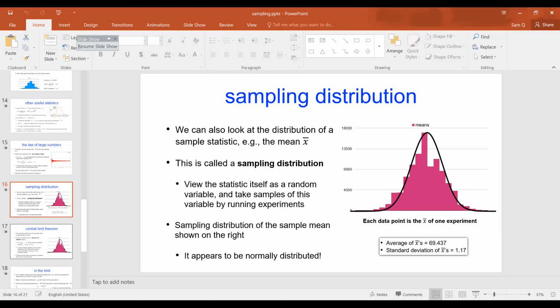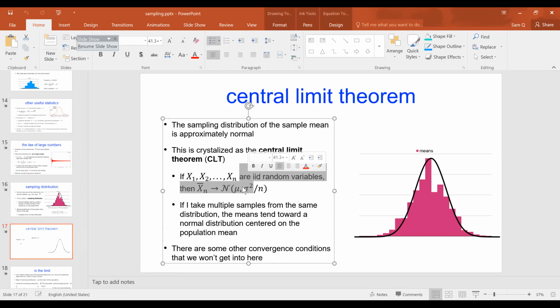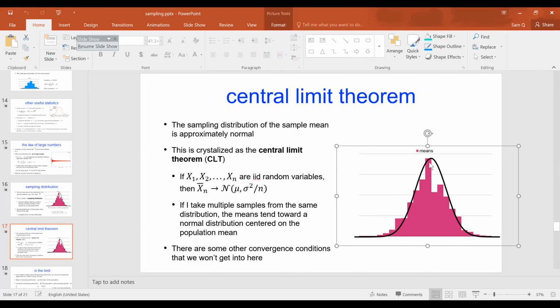If we follow this IID, I will talk about the IID next. If you keep repeating this, those sample means will start to more or less fall around the actual population mean. Basically, you will obtain some kind of a Gaussian.